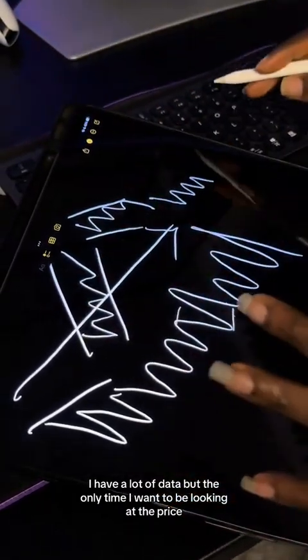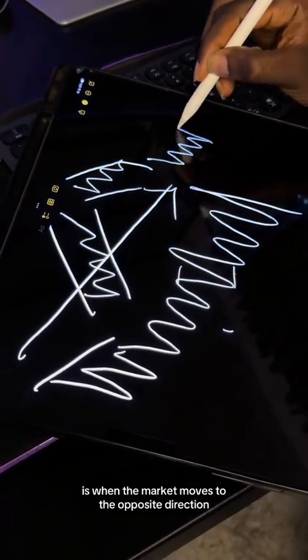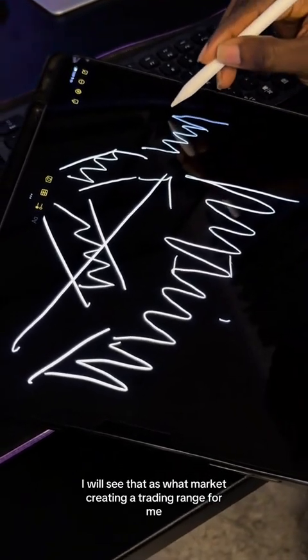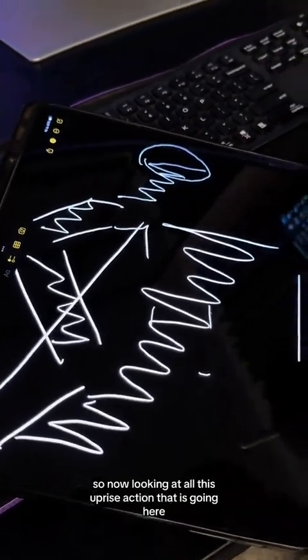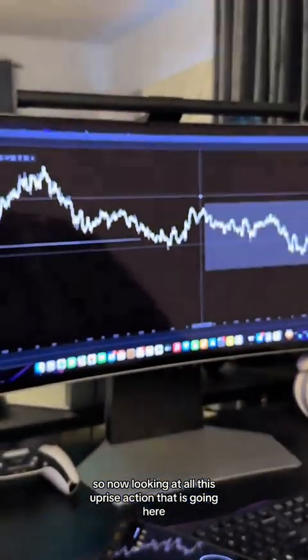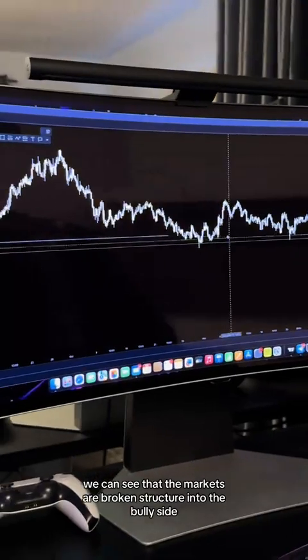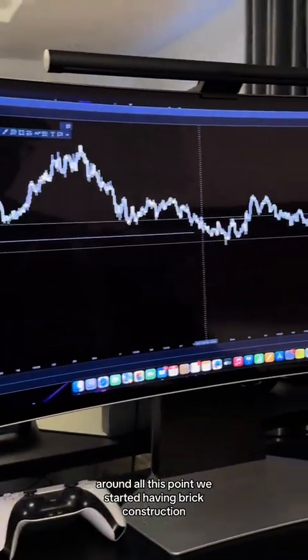I have a lot of data, but the only time I want to be looking at the price is when the market moves to the opposite direction, then changes back to my desired direction. I will see that as what? Market creating a trading range for me. So now looking at all this old price action, where can we get that simple logic from? We can see that the market started breaking structure into the bullish side around all this point.